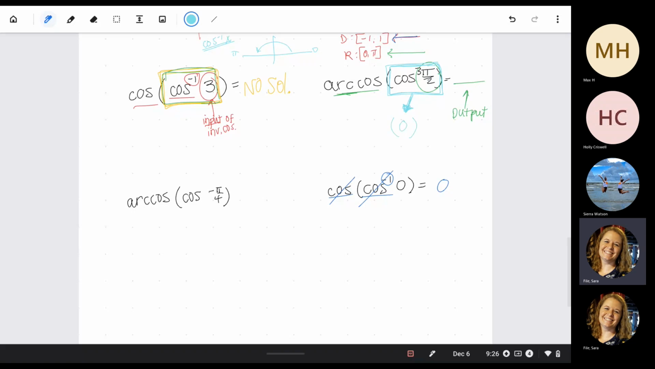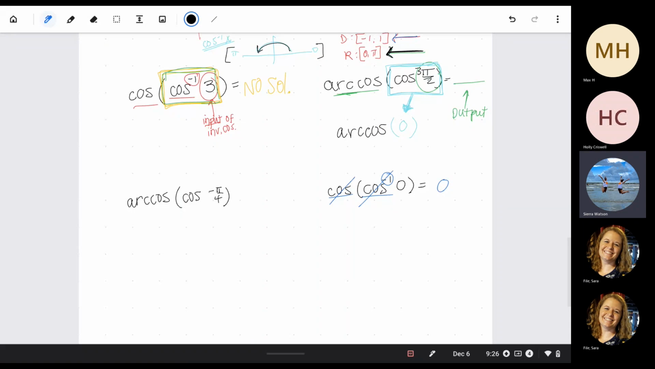Then I'm going to still have arc cosine. So now my question is, within this range, is there an answer in this range from 0 to pi where cosine's value is 0? Where between 0 and pi, and I can include 0 and pi, remember they have brackets. So is there a value from 0 to pi where cosine's value is 0? Pi halves. Pi halves.